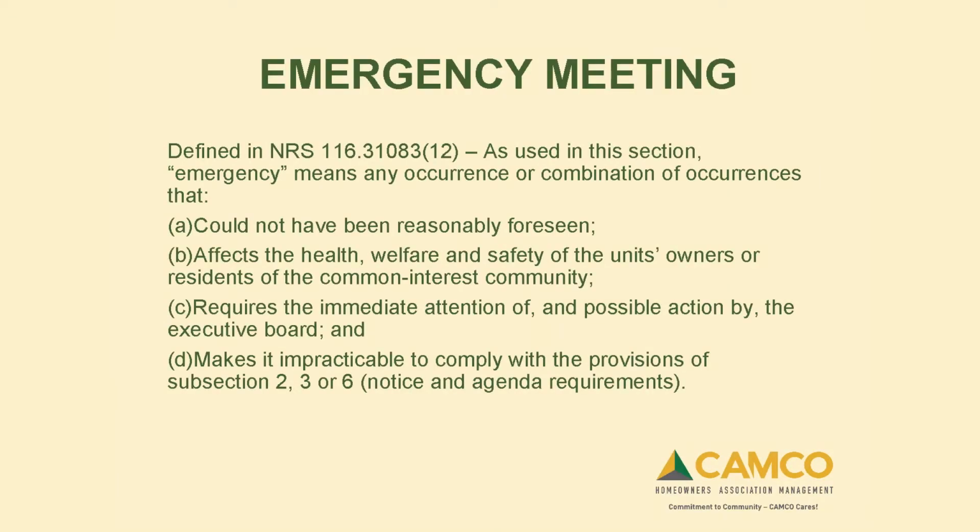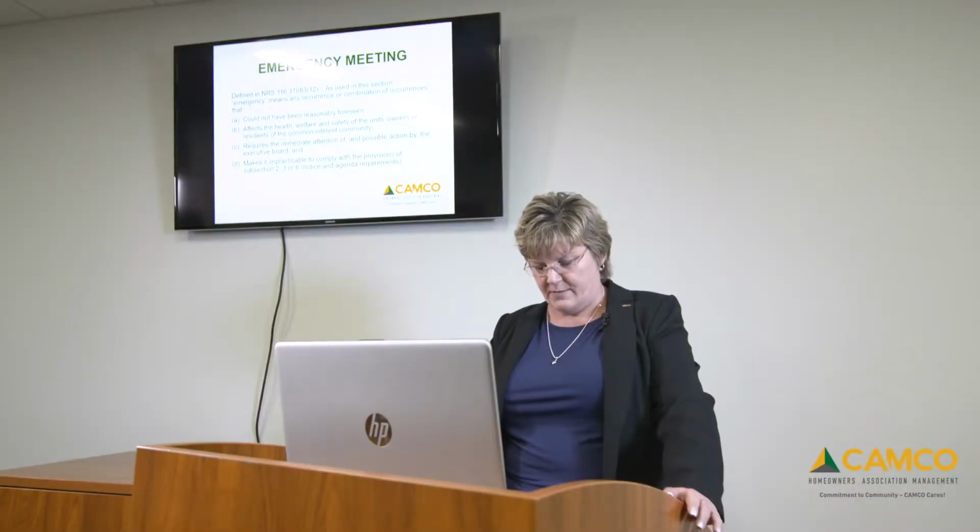Emergency meetings. As defined in NRS 116.31083, subparagraph 12, an emergency means an occurrence that could not be reasonably foreseen, such as a pandemic, affects the health, safety, and welfare of the unit owners or the residents in the community, requires immediate attention and possible action by the board of directors, and makes it impracticable to comply with subsection 2, 3, or 6 of NRS 116, and those are the sections regarding notice and agenda requirements.